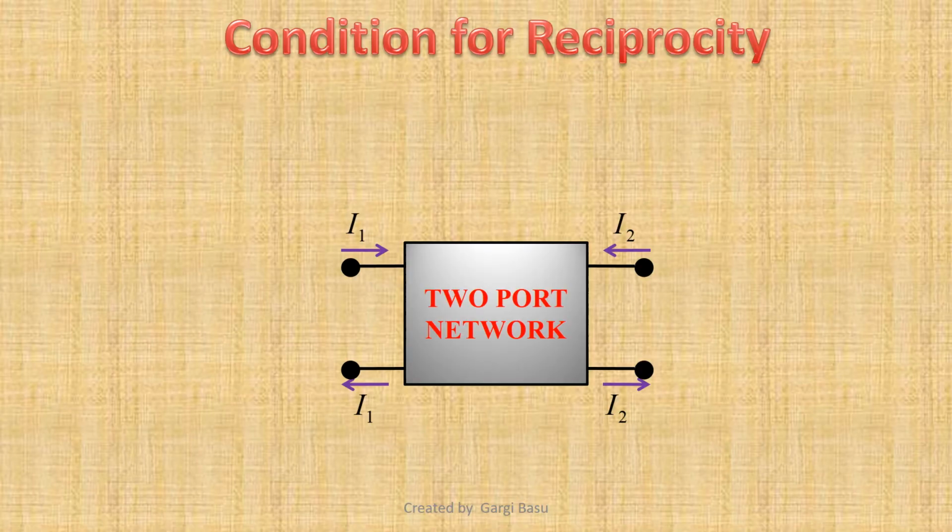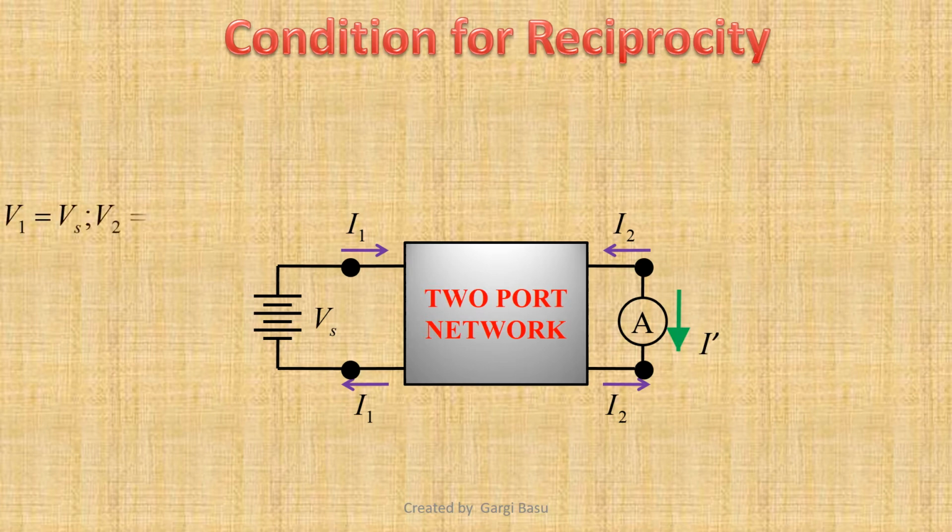Now let us first see when we call a two-port network a reciprocal one. A voltage source Vs is connected to the input port of the two-port network shown, and the output port is short-circuited through an ammeter. Therefore, V1 equals Vs, V2 equals 0, and I2 equals minus I dash, because the output port current I2 and the short-circuit current I dash are flowing in opposite directions. Now let us note down the ratio of excitation voltage Vs and the response current I dash.